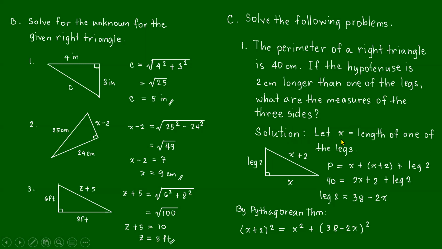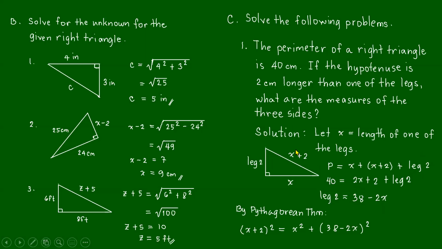So solution, let x be the length of one of the legs. So let's say this is one of the legs, that is x. So the hypotenuse is 2 centimeters longer than one of the legs. So this x, so x plus 2. So that is the hypotenuse. So then we now have the perimeter is 40, and that is equal to the sum of all the sides. The first side is x, the second side, which is the hypotenuse, x plus 2, plus leg 2. What is leg 2 in terms of x? So solving for leg 2, that is 38 minus 2x.